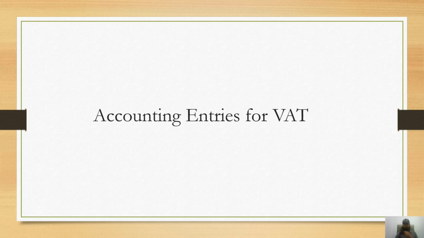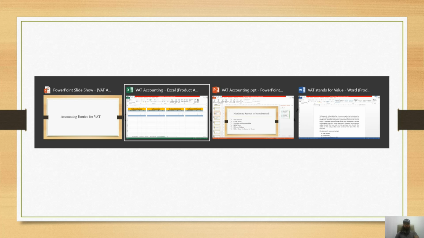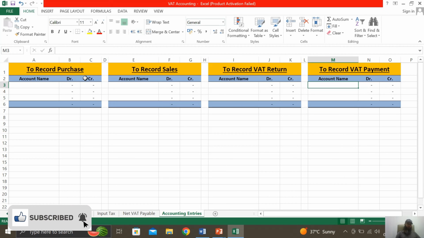Now viewers, we will see the accounting entries for VAT. What accounting entries we have to make in our accounting system, or some entries will come automatically through the accounting software when we make a sales invoice or enter a purchase invoice. But what are the entries the system will pass at the backend in the database? To know about this, we'll make these entries in Excel.